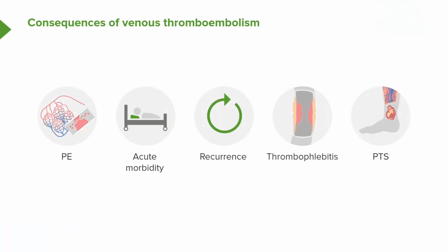Just to emphasize one more time, the consequences of venous thromboembolism: pulmonary embolism can be fatal. It can cause a very serious illness, acute morbidity. Once you've had one, you're at high risk for more. Thrombophlebitis itself, as you know, can lead to the post-thrombotic syndrome with edema and ulcers, and in a rare case, even amputation.